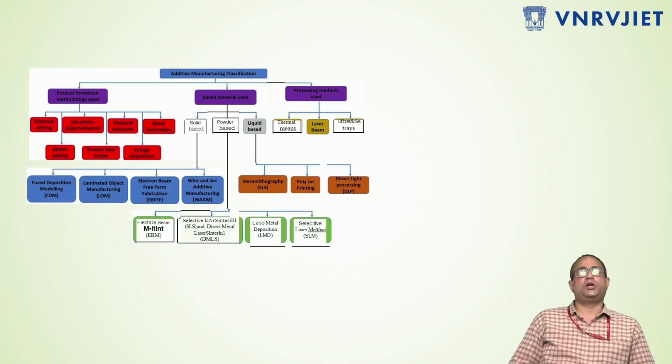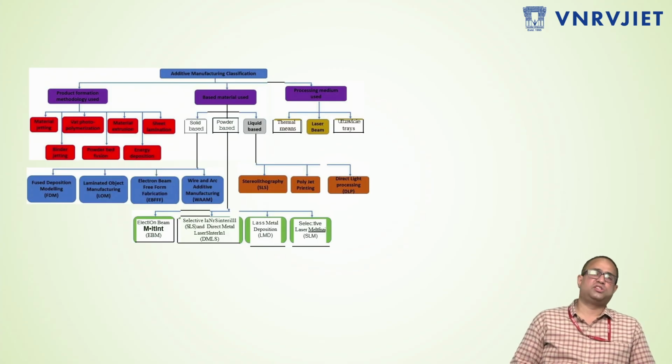So the extruder is going to heat that material to a certain melting temperature, and then it is going to be deposited on the build plate. So it is fused and deposited. That is what is called fused deposition modeling. And coming to the case of laminated object manufacturing, the raw material is in the form of sheets. These sheets are laid layer by layer, and then cut by CO2 lasers. And these two come under solid based.